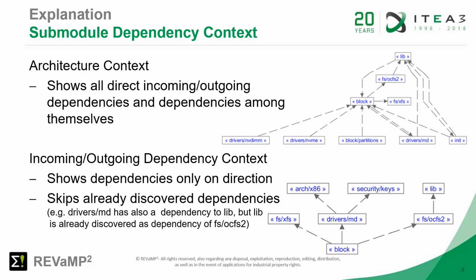For submodules, we provide 2 types of graphs, depending on the context. The architecture context shows all direct incoming and outgoing dependencies of a submodule. There's another context for all incoming or outgoing dependencies. This graph shows all direct and indirect dependent submodules of one selected submodule. To avoid an overload of dependencies in the graph, already discovered dependencies are skipped.